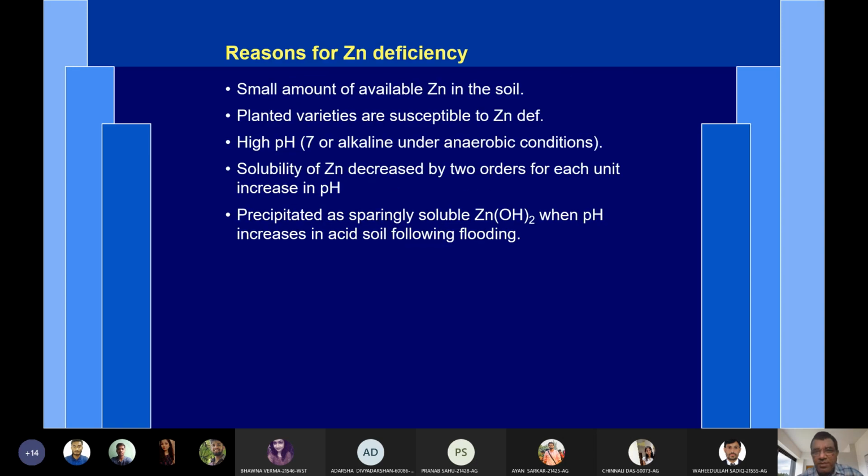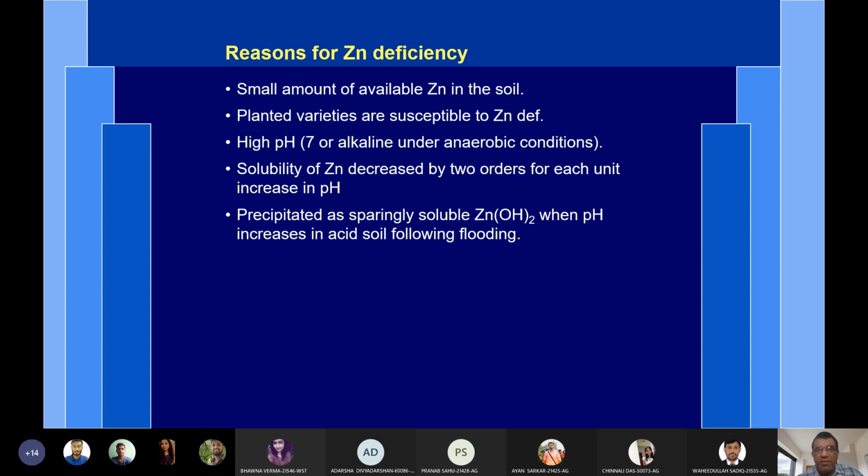Why does this zinc deficiency happen? A small amount of available zinc in the soil. If there is no zinc at all in the soil, then definitely you will have zinc deficiency. Planted varieties are susceptible to zinc deficiency. Somebody was speaking about it, that we do not have good varieties that can extract zinc under low zinc availability. So we need some efficient genotypes, efficient zinc use genotypes.